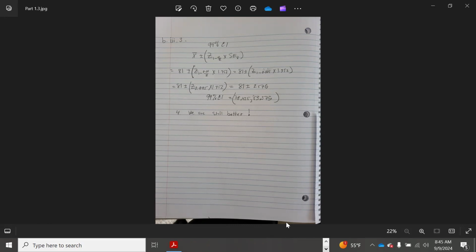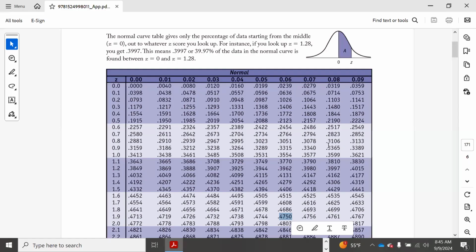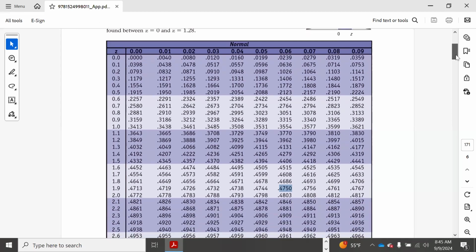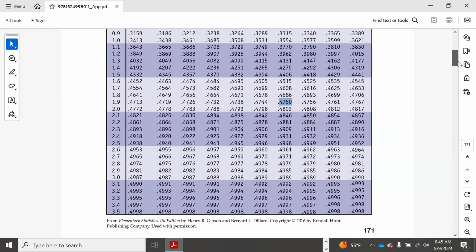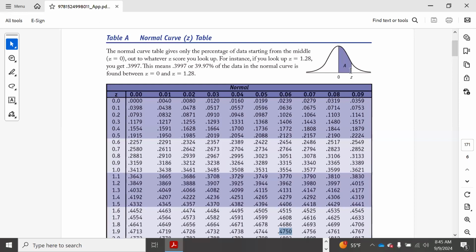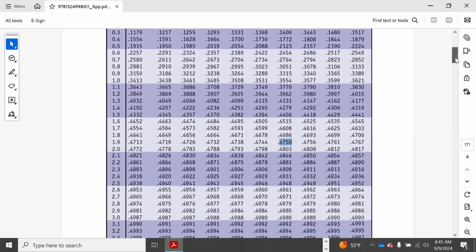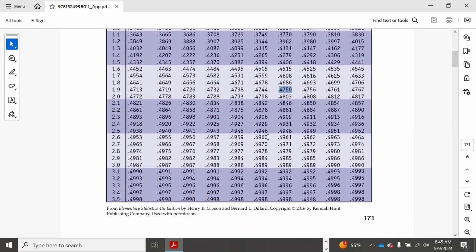All right, so we need to find a z value that's associated with 0.995, and we go in here. And again, we go 0.995 minus 0.5, because this table represents only the area from 0 to whatever the z we're looking for. So 0.995 minus 0.5 is 0.495. So we need 0.495, somewhere around here. So it's going to be 2.5, 2.50, 1, 2, 3, 4, 5, 6, 7, like 2.57 or 2.58, somewhere like that.